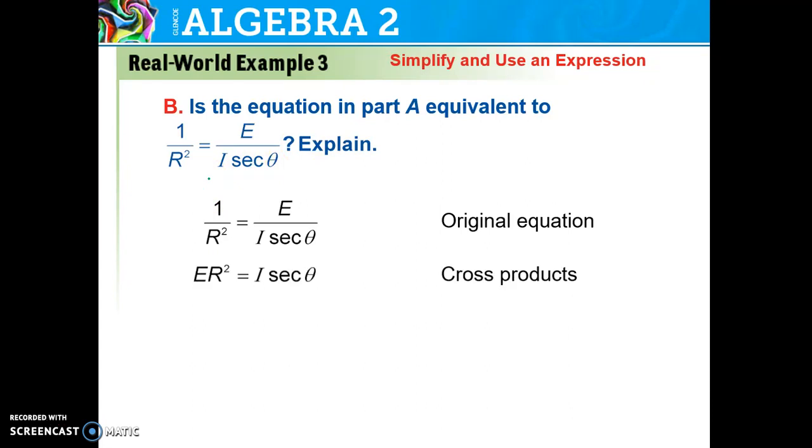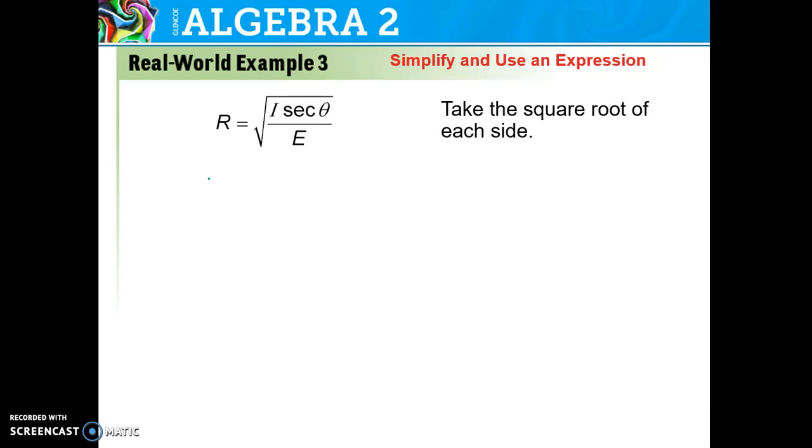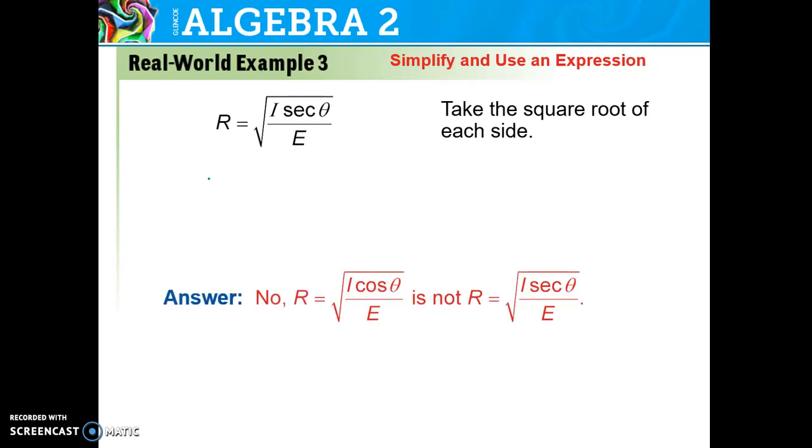So I cross multiply. E times r squared equals 1 times I secant theta. Divide by E. So I'm trying to put it back in the form of the first equation. And I take the square root of each side. And I can see that when I solve the equation they just gave me for r, it's not the same as the one that I solved for r in part A. This is the one from part A. This is the one from part B. They are not the same.